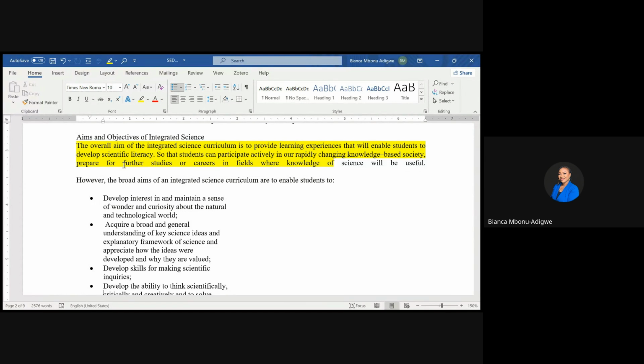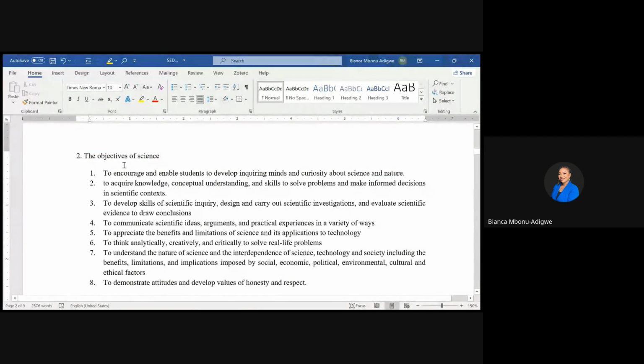That is good. Someone's hand was up. Is it Jennifer? Yeah, Jennifer, go ahead. It helps us to understand the nature of science and to understand that science and technology are connected. Yes, the interdependence of science, technology, and society.